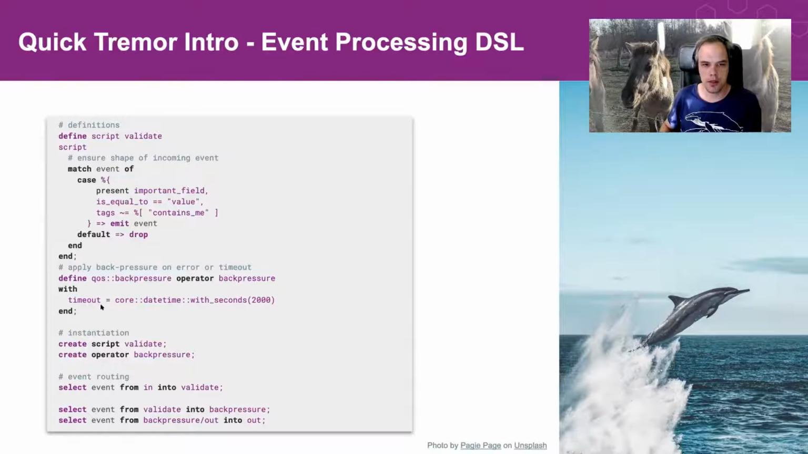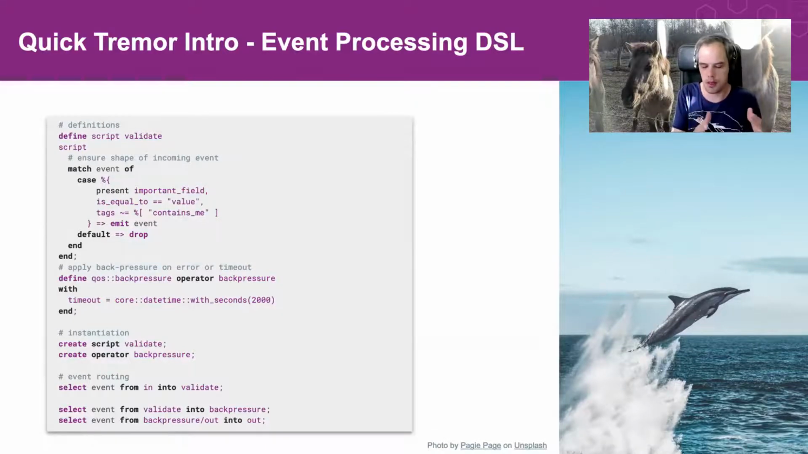Then we have a back pressure operator: if the downstream is handling errors or exceeds the timeout, we apply some back pressure to not overload the downstream system. We instantiate those, and then we apply the event routing with some SQL-like select statement: select event from in into validate. First it goes through the script, then to the back pressure operator, and then to out, which will then be sent to Elastic. So this is the gist of Tremor.